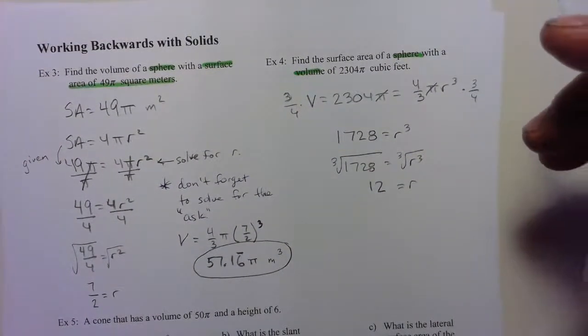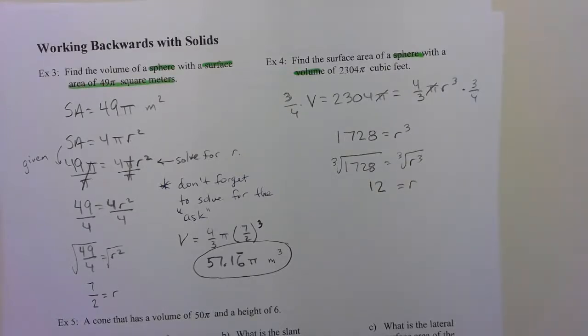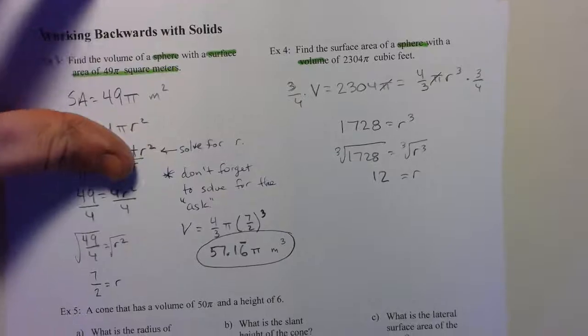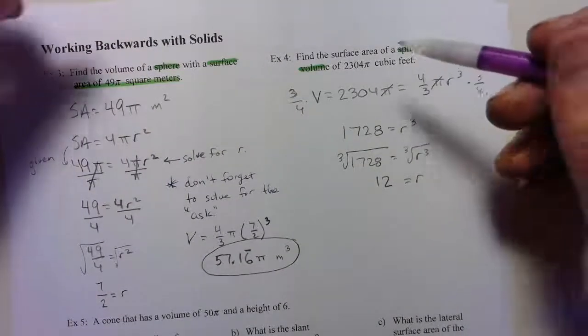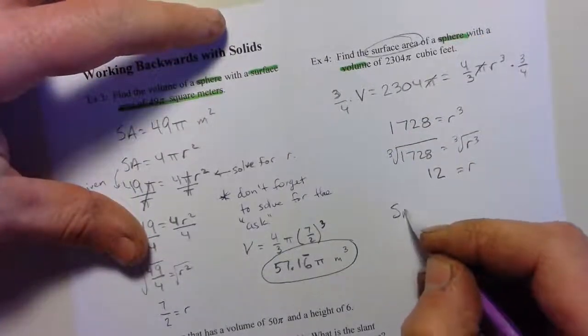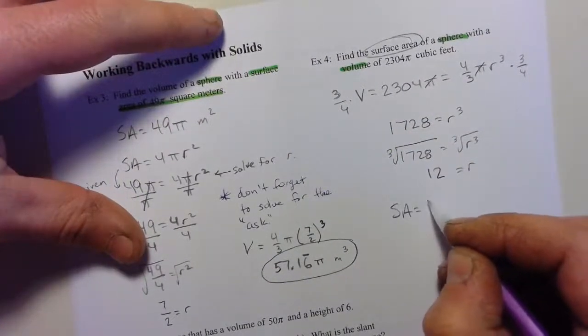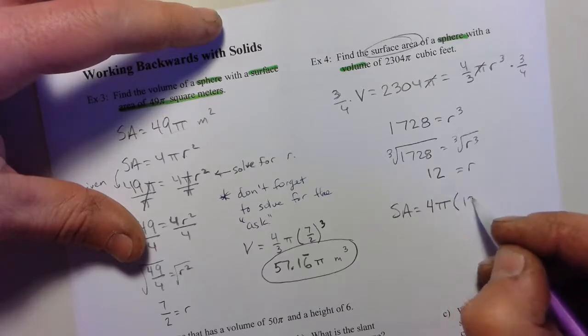Okay, and if you don't have a calculator for this, you can just use an internet search and use the internet calculator, and it can do that as well. So we have the radius. Have we solved for the ask? It's not asking for radius, it's asking for surface area.